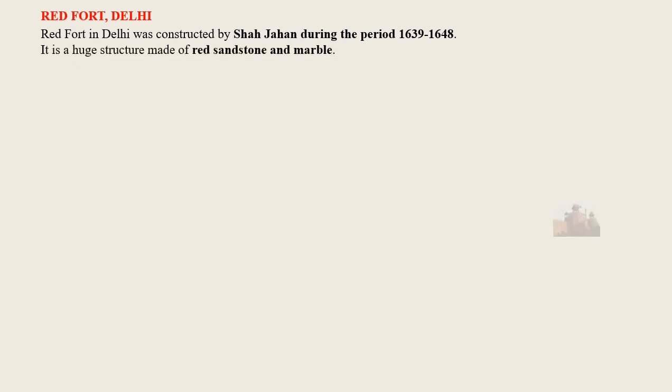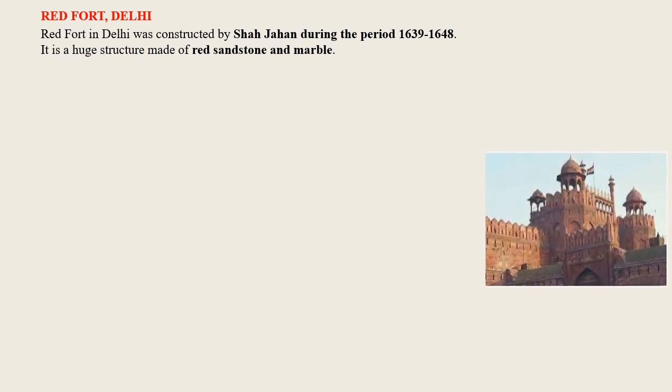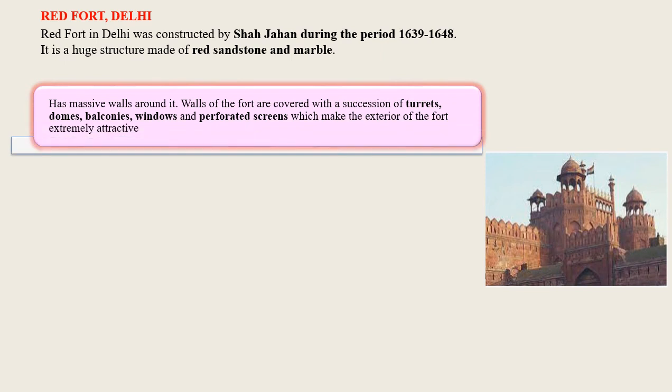Red Fort, Delhi. The Red Fort in Delhi was constructed by Shah Jahan during the period 1639 to 1648. It is a huge structure made of red sandstone and marble. Its features are as follows. It has massive walls around it. The walls of the fort are covered with a succession of turrets, domes, balconies, windows, and perforated screens which make the exterior of the fort extremely attractive.